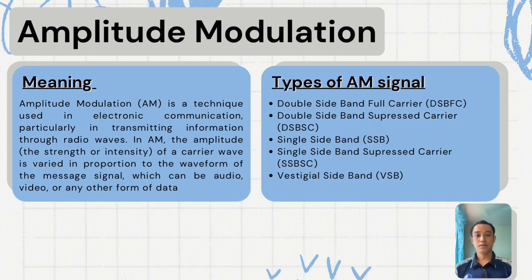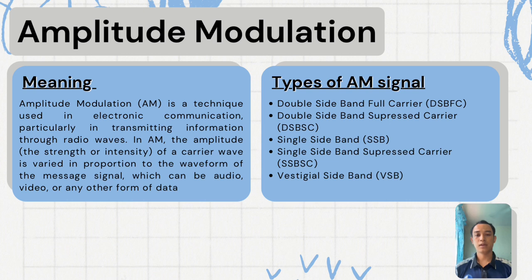Amplitude modulation is a technique used in electronic communication, particularly in transmitting information through radio wave. In amplitude modulation, the amplitude of a carrier wave is varied in proportion to the waveform of the message signal, which can be audio, video, or any other form of data.